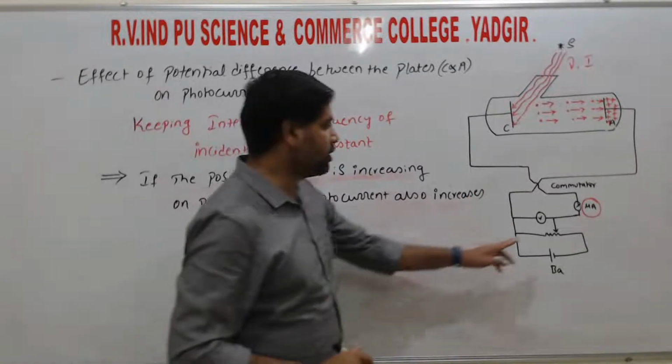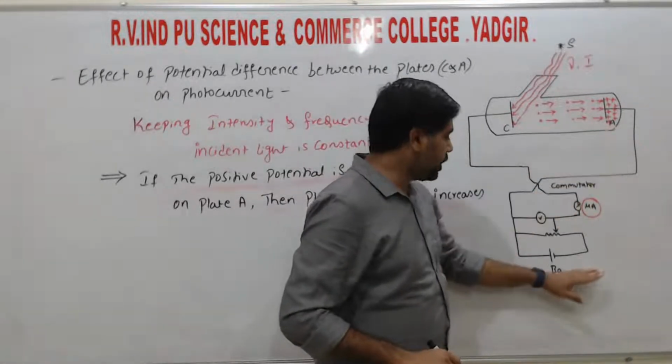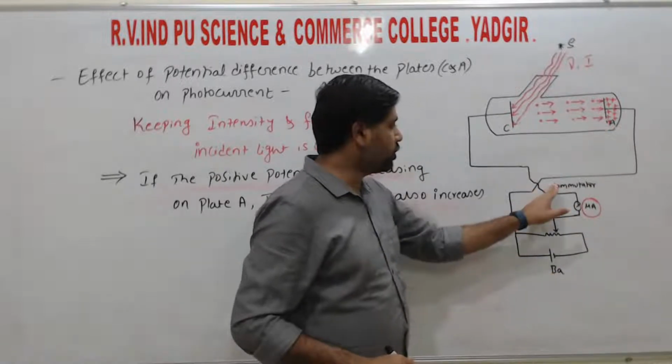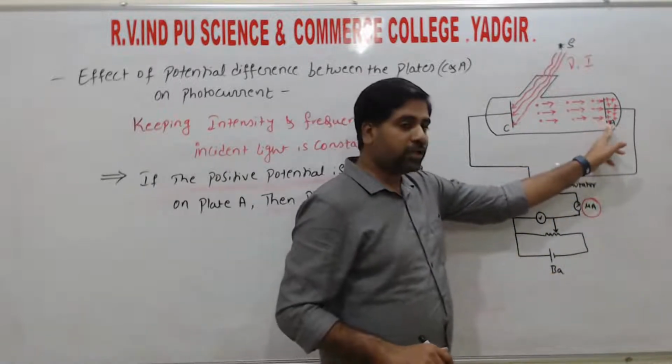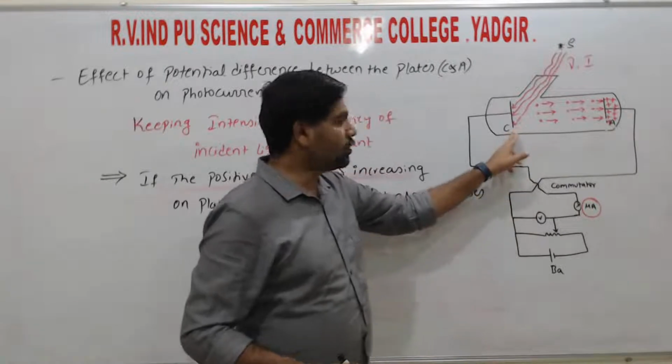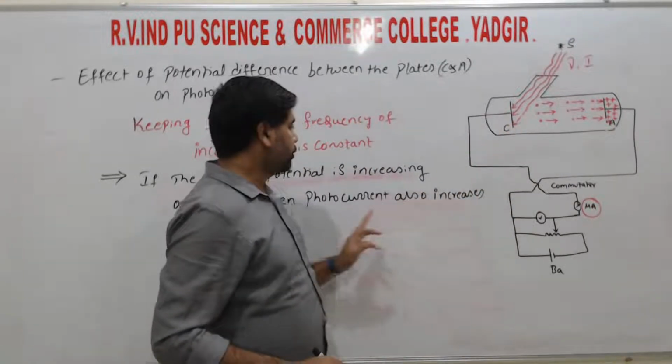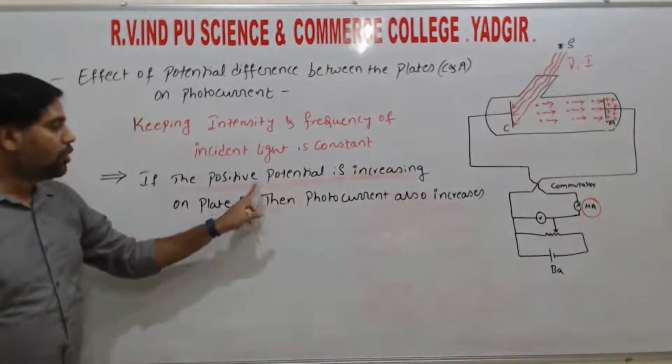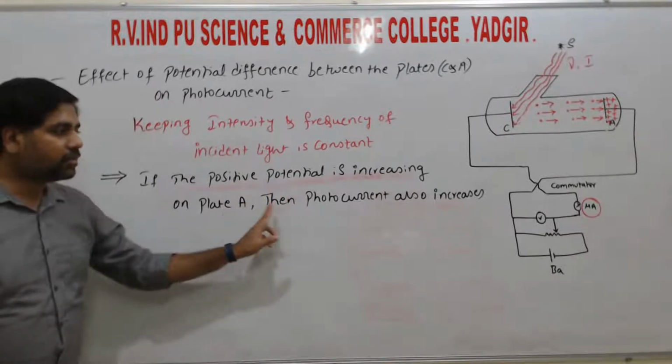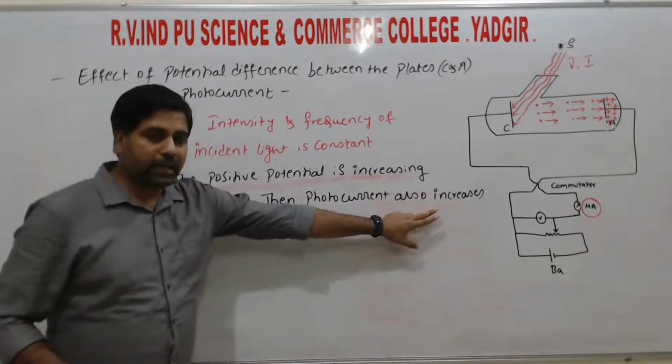As we increase the potential on this plate by using the battery, that is we connected through the commutator, this plate A is positive with respect to the plate C. As we increase the positive potential on the plate A, the photocurrent also increases.